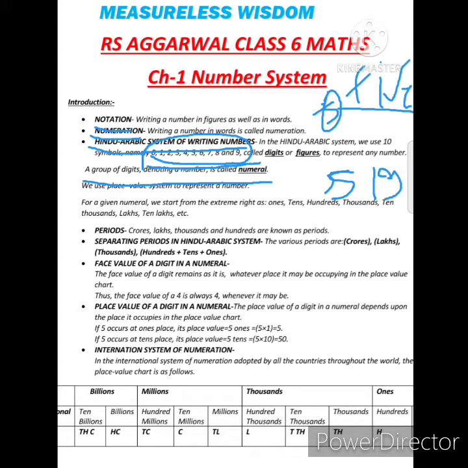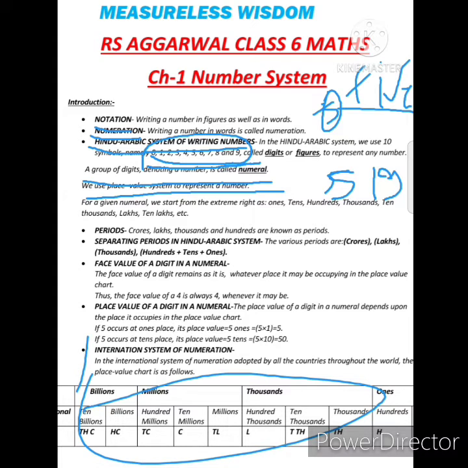So our next topic: we use the place value system to represent a number. You can see in this part down here that it is showing the numbers in the place value system. It is the system in which we put the numbers according to their places. We will read more about it in the upcoming time.